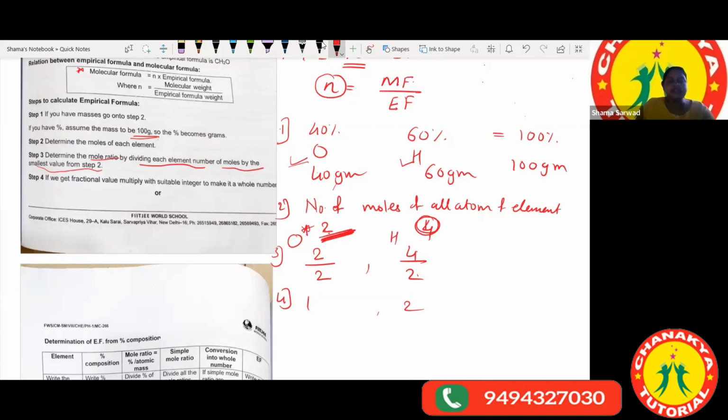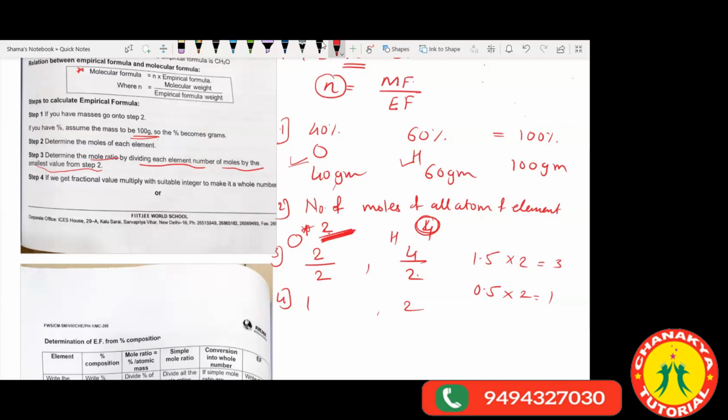With any other integer. But most of the time you get the values in fractions. Suppose you get the value 1.5 or the value 0.5, right? That needs to be converted into a whole number. How can you convert? If you multiply 1.5 by 2, it becomes 3. If you multiply 0.5 by 2, it will become 1, right? So you have to convert it into a whole number. But when you do this, you have to do it for all the atoms. You can't do it only for one, because our ratio should be the same for each and every element, correct?